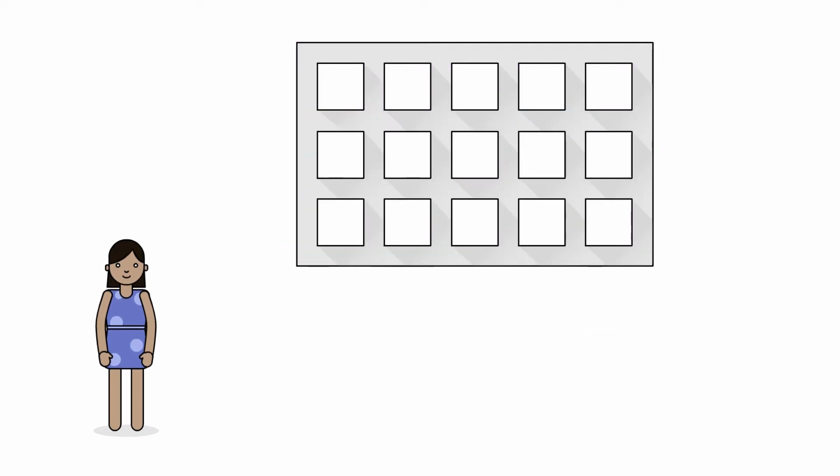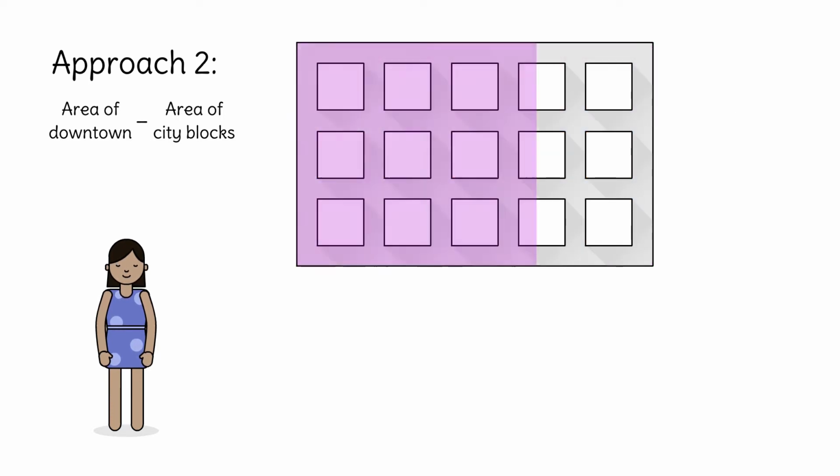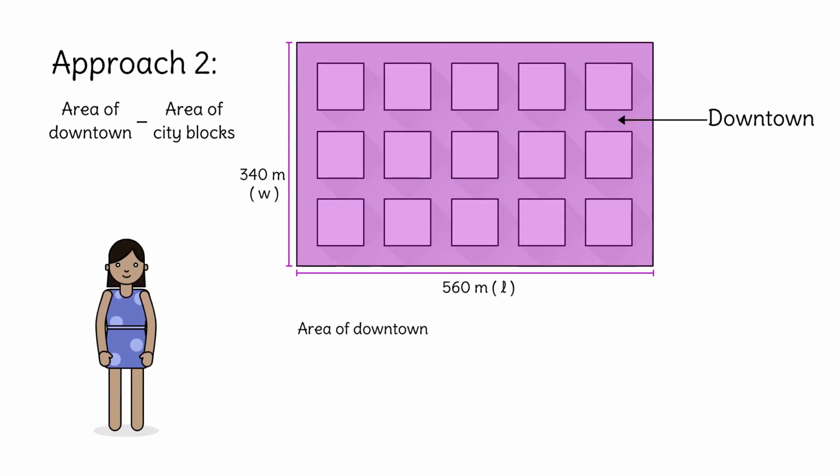Is there another way to find the answer? Sure, Janet could calculate the area of the entire downtown and just subtract the area of the city blocks. The area of the entire downtown is width times length, or 340 times 560, which gives us 190,400 square meters.